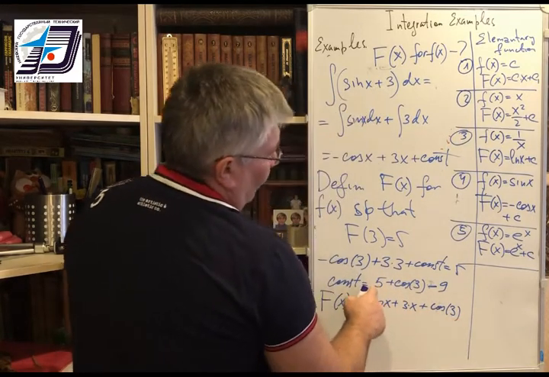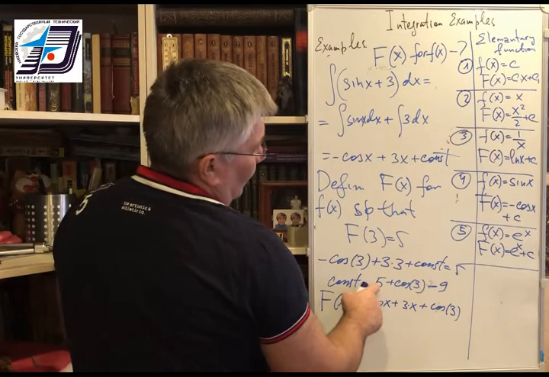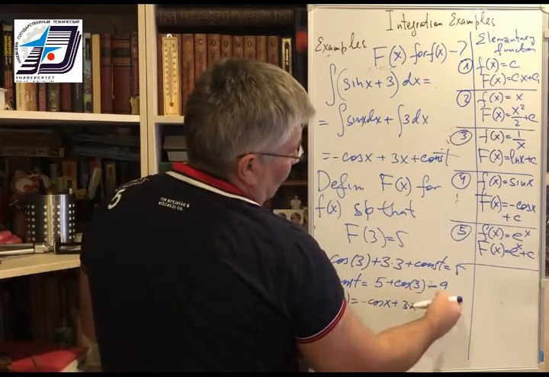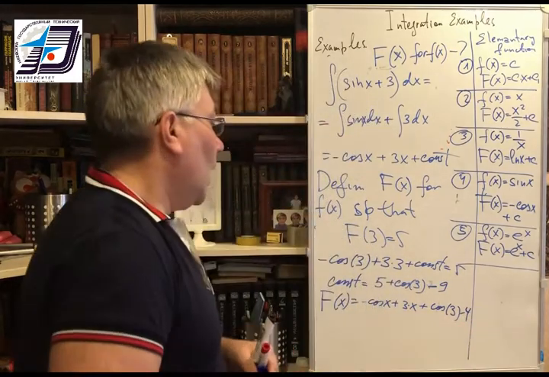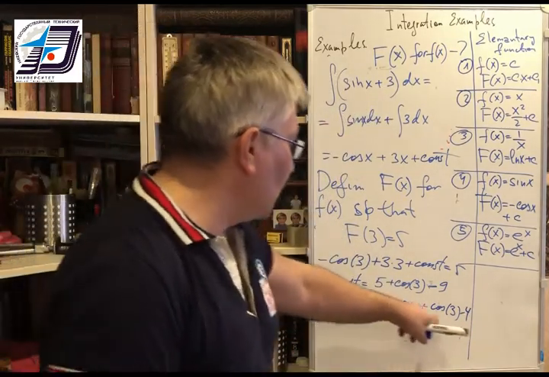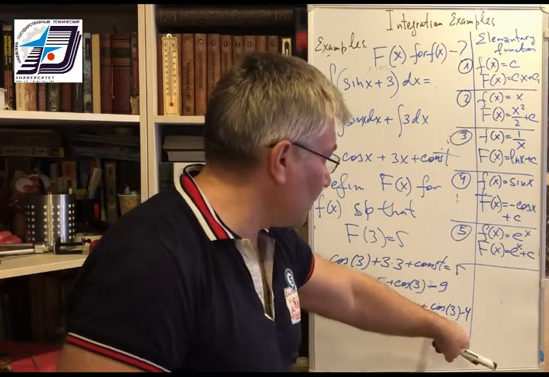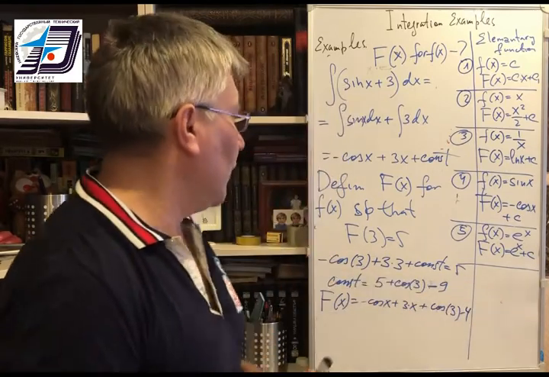I didn't simplify this expression. 5 minus 9 is minus 4, so it is minus 4 here. So it has this particular view. So this constant here is cosine of 3 minus 4, very particular.